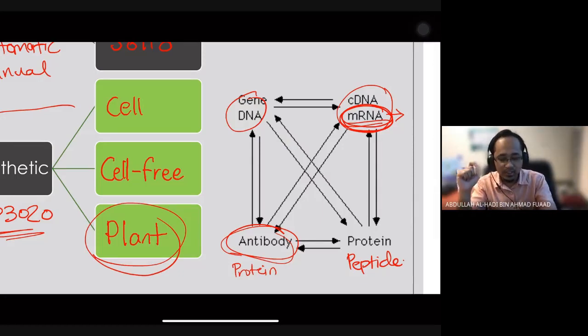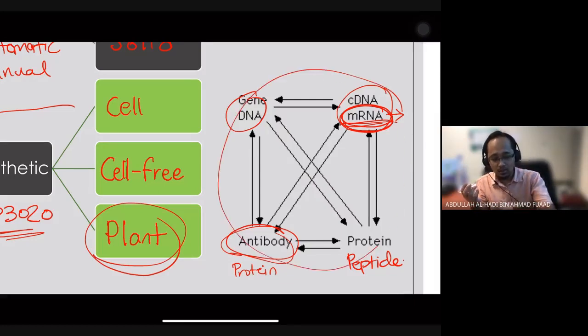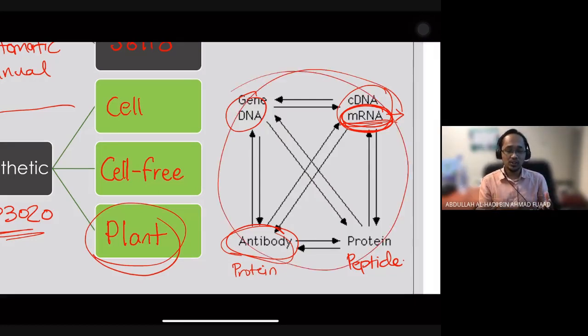Okay, and all of these are interrelated to one another. So from gene, you can produce a protein. From a protein, you can know the cDNA or mRNA. And while knowing the mRNA, you can also produce antibody. Okay, so everything are interconnected. So there's no standalone DNA that doesn't produce anything, or mRNA that doesn't produce anything. Okay, so these are all interrelated, and these are what the industry uses to produce our COVID-19 vaccine, to produce our COVID-19 test kit.